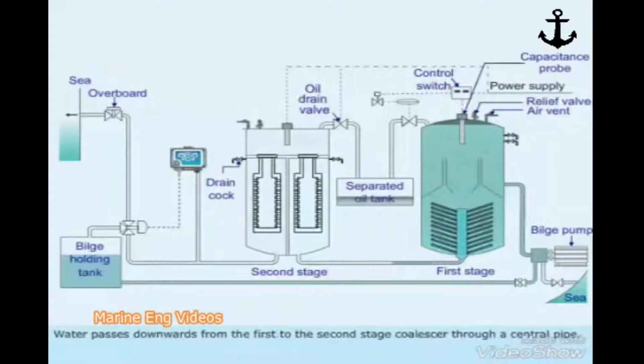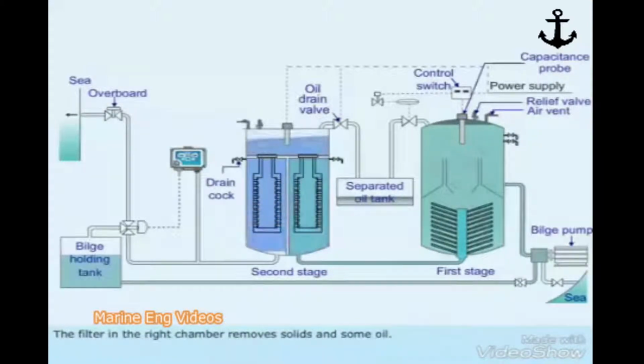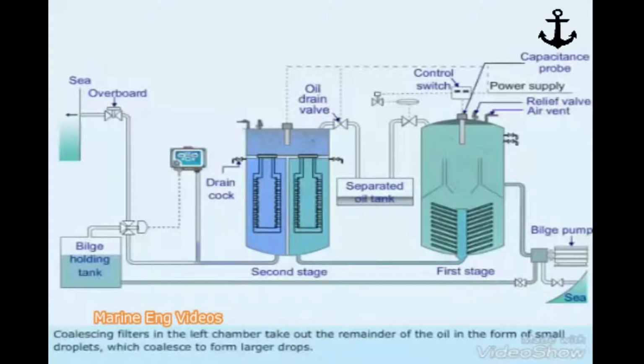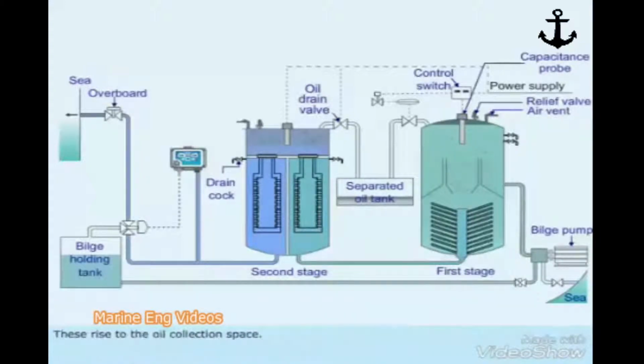Water passes downwards from the first to the second stage coalescer through a central pipe. The filter in the right chamber removes solids and some oil. Coalescing filters in the left chamber take out the remainder of the oil in the form of small droplets, which coalesce to form larger drops. These rise to the oil collecting space.